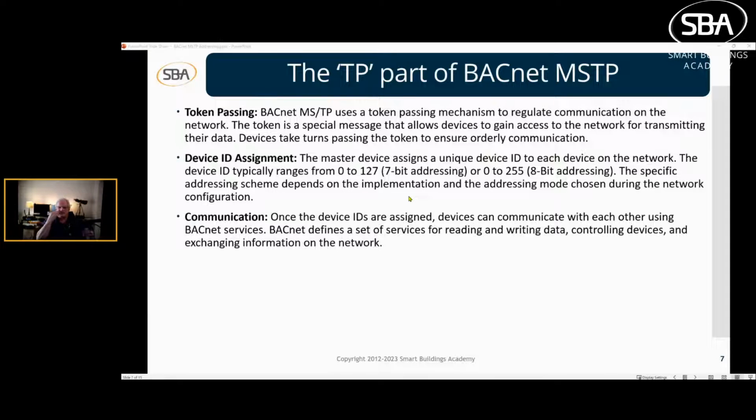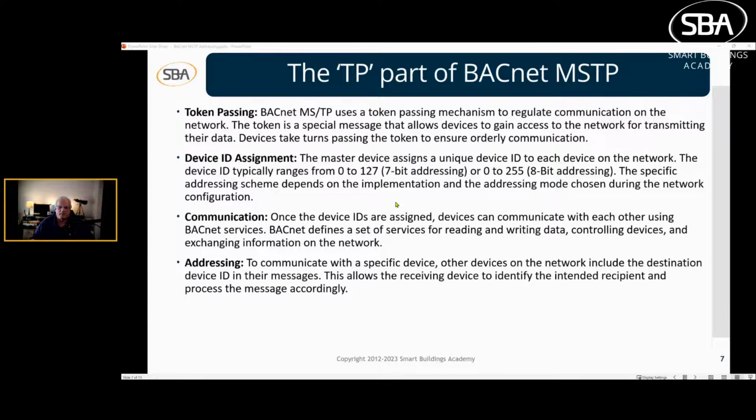Once the device IDs are assigned, devices can communicate with each other using the BACnet services. We read about the services a moment ago: Who-Is, I-Am, Who-Has, I-Have. BACnet defines a set of services for reading and writing data, controlling devices, and exchanging information on the network. So you have to have a device ID, and that's the only way the device is going to know who's talking to it. He'll see the token, but if the query is not addressed to that device using that ID, the device isn't going to respond.